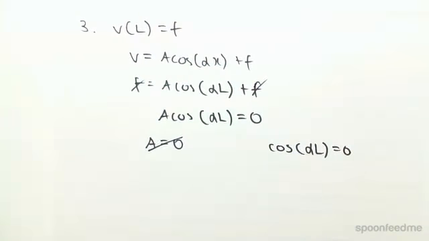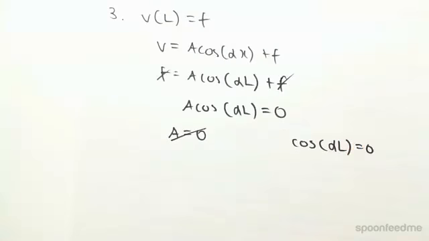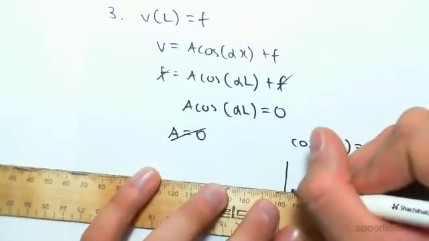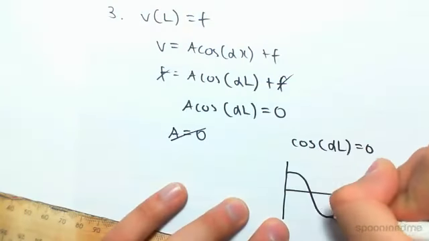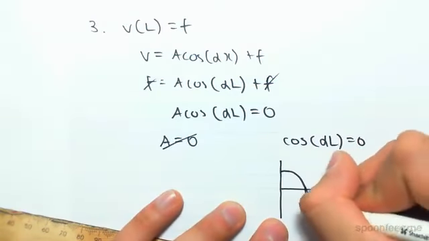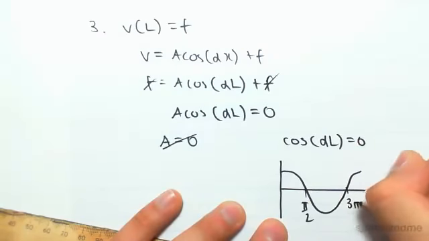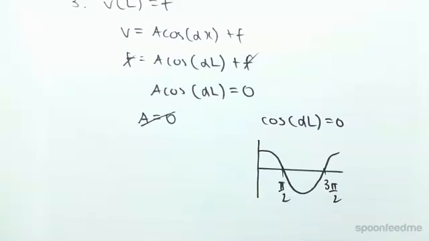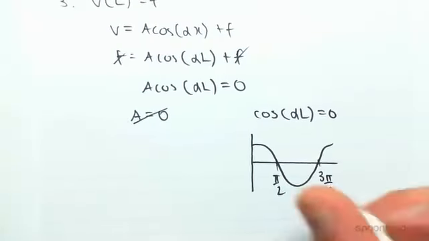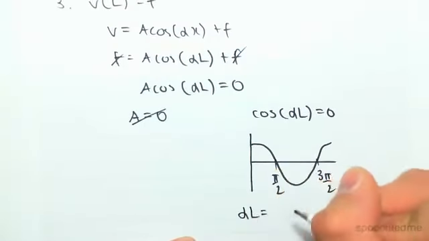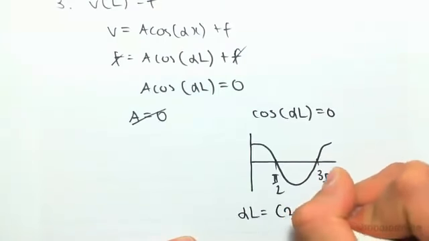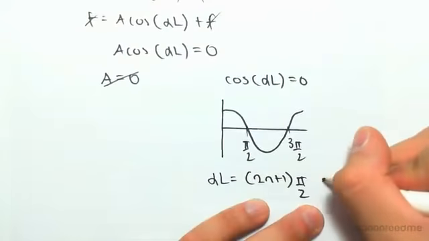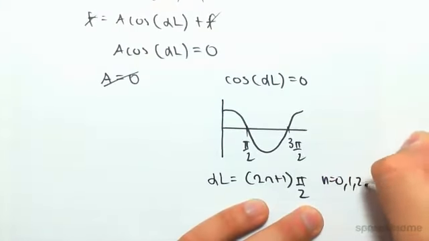Now, cos alpha L equals 0. Hopefully you remember back to maths that the cos curve looks like this, and equals 0 at pi on 2, 3 pi on 2, and it will continue on. So we need to find a general equation for this formula here. We know back from high school maths that alpha L would have to equal (2n plus 1) times pi on 2, where n ranges from 0, 1, 2, and so on and so forth.